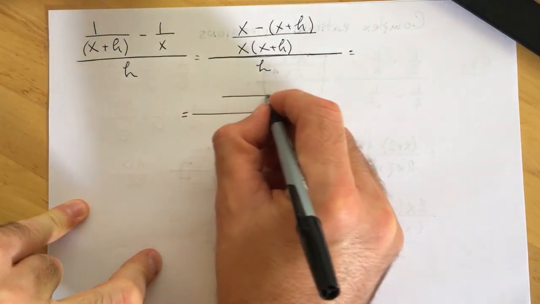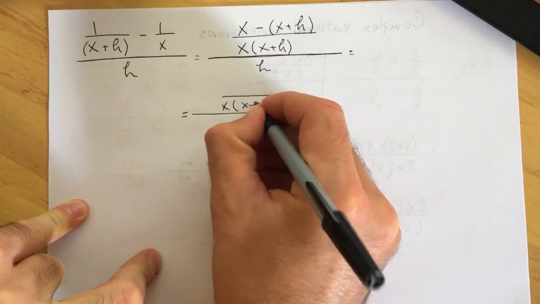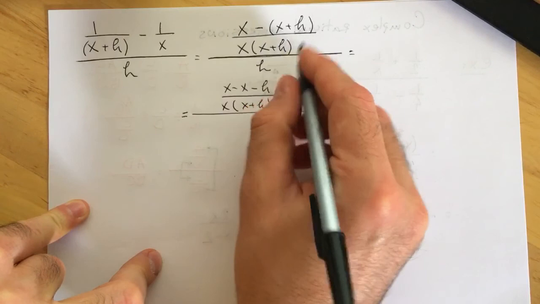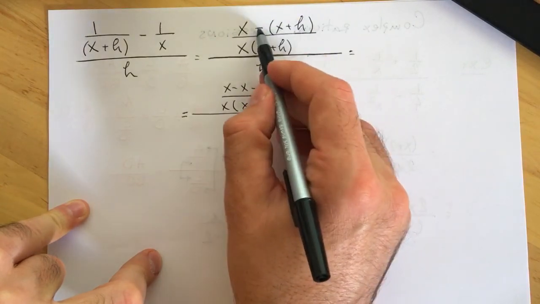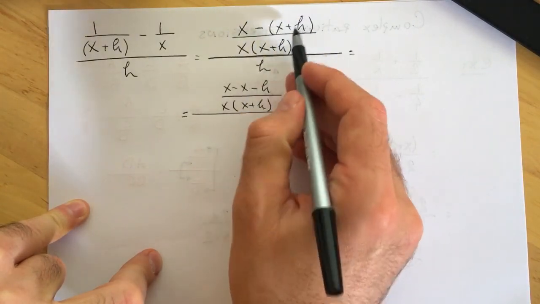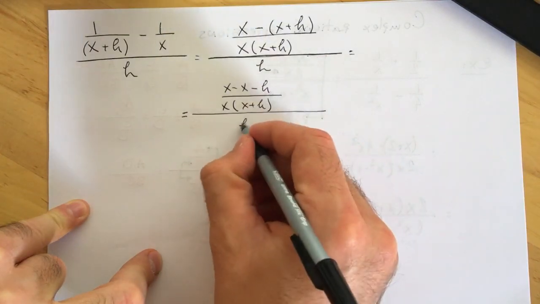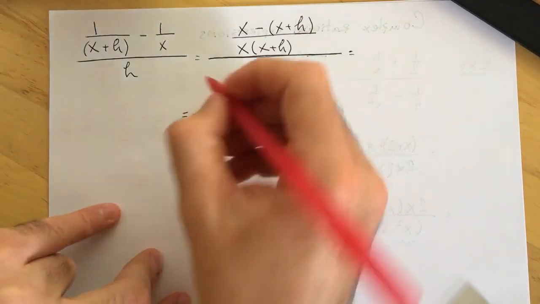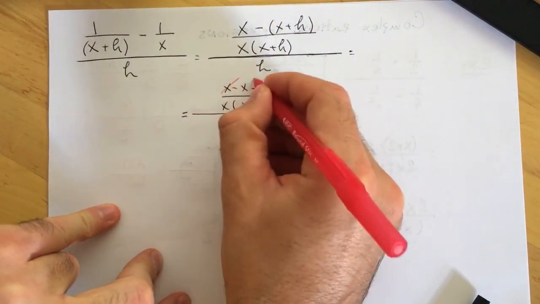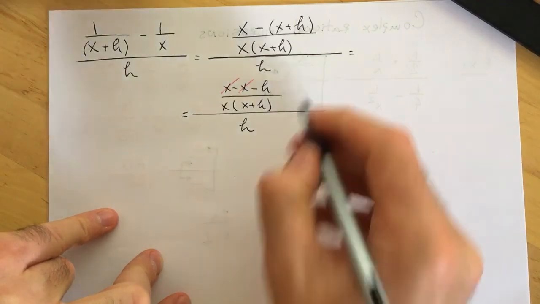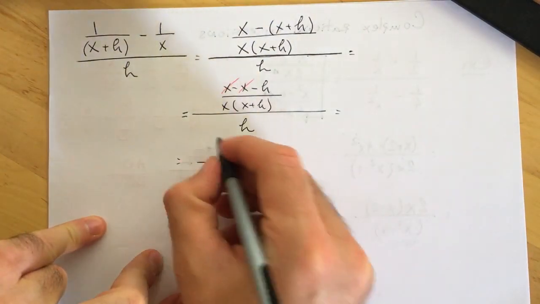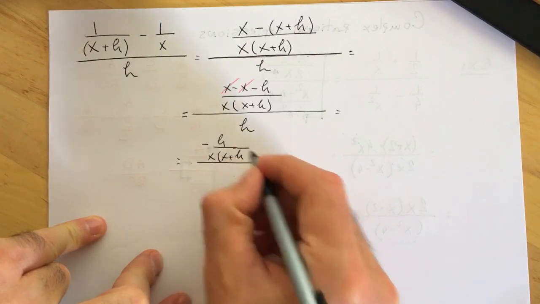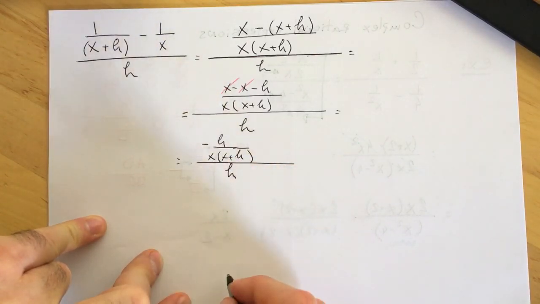So then again, I just write this as x times x plus h. I drop the parentheses here, x minus h, right? So the whole expression here is multiplied by -1. So x becomes negative x and h becomes negative h, divided by h in the bottom. So what can we cancel here? Well, so far I can just cancel x minus x, that's 0, which leaves me with negative h over x plus h over h.